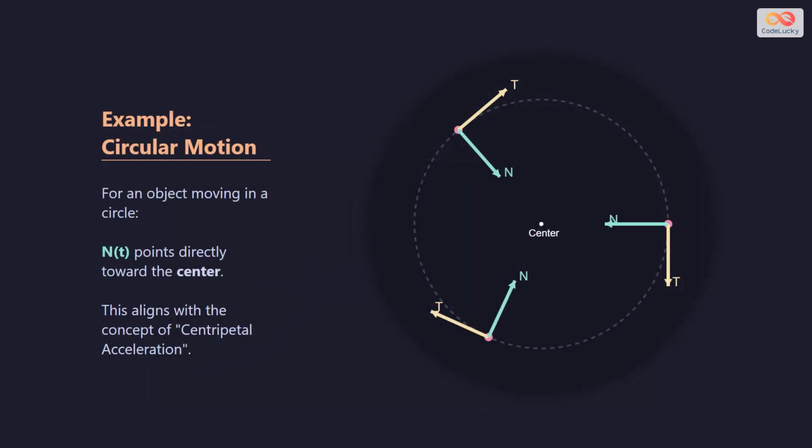The simplest example is an object moving in a circle. Here, the tangent vector points along the edge of the circle. The normal vector, N, points directly toward the center of the circle at all times. This aligns with the physics concept of centripetal acceleration, which also points toward the center.